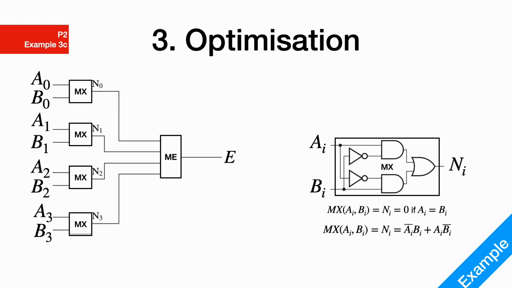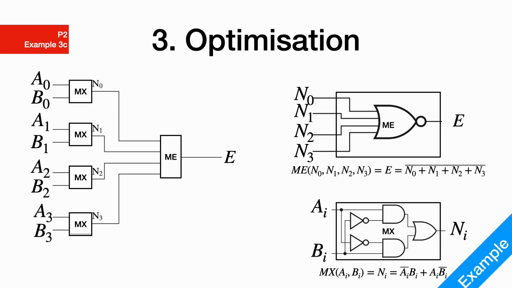The next thing you will need to do once you've created MX is design ME. ME is going to combine all of the N values to make up the final representation. N sub I is going to equal 0 if they're the same. So the only case where E is 1 is when all of the inputs N sub 0, N sub 1, N sub 2, and N sub 3 are 0. So we can implement that using N sub 0 or N sub 1 or N sub 2 or N sub 3, and then a big negation on top.